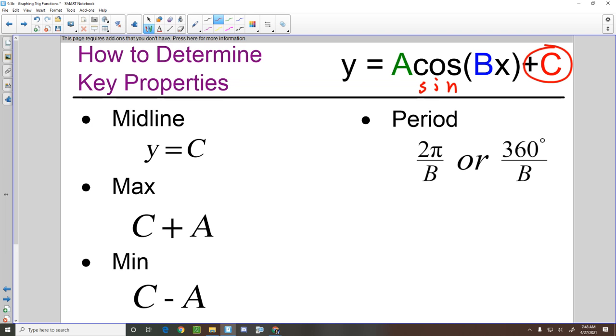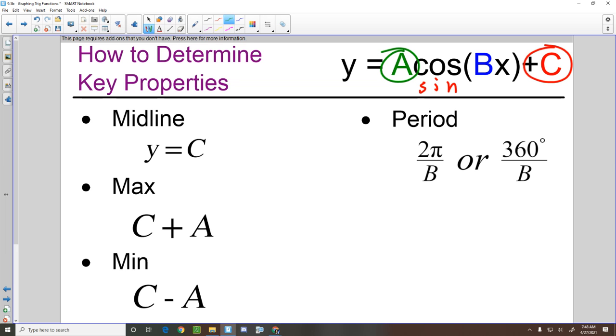From the middle of the wave, we need to then determine how high and how low this is going to go, the max and the min. To figure that out, you just look at the coefficient in front of the sine or the cosine. You look at the number in front, that's your amplitude, and that number tells you how high above the midline the wave is going to go, or how far below the midline your wave is going to go.